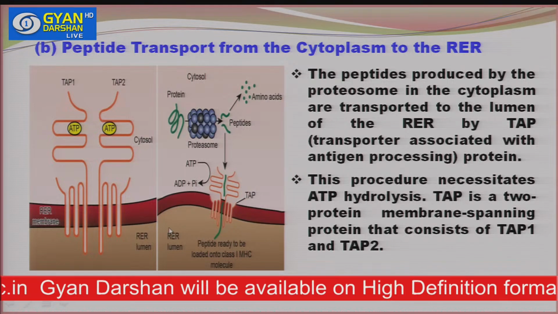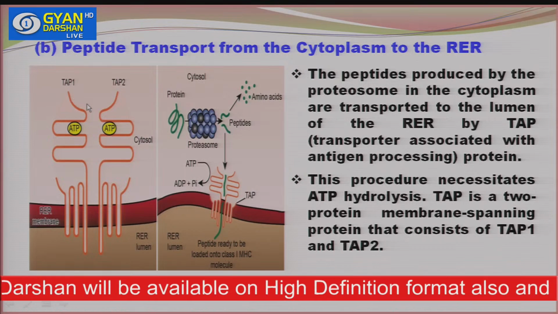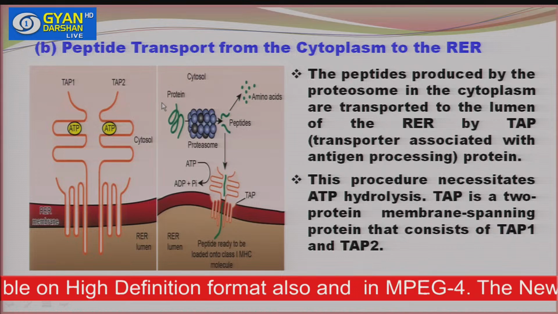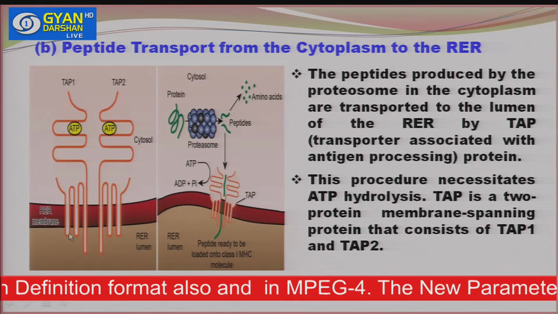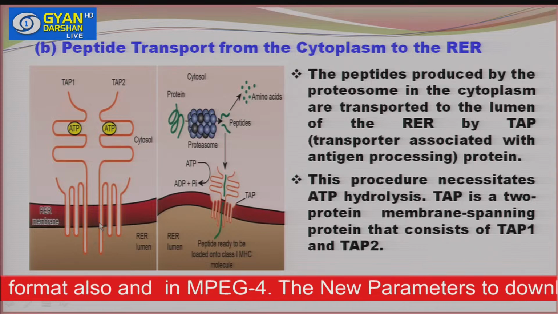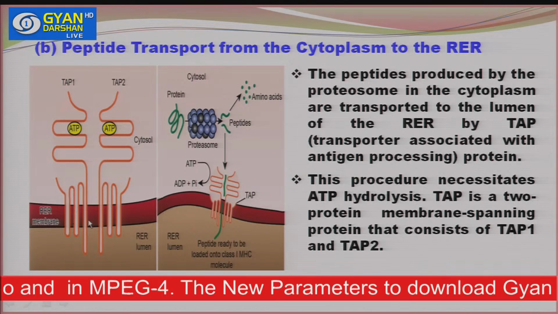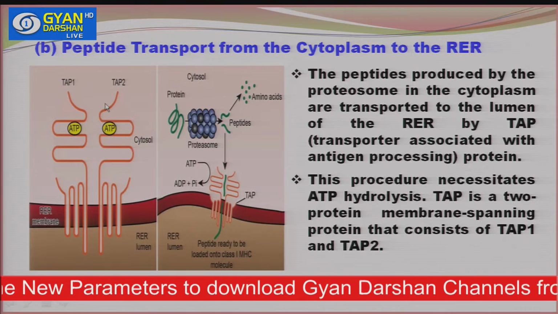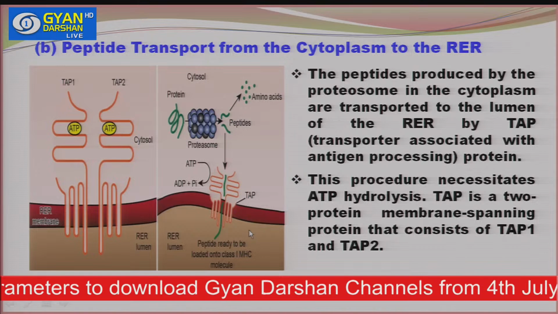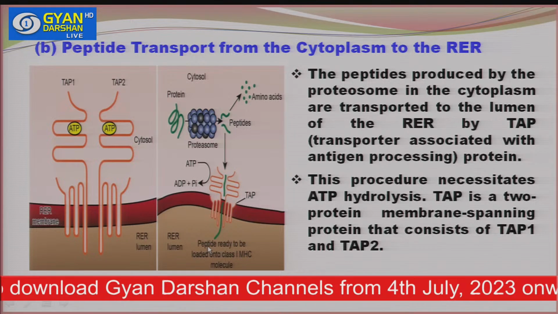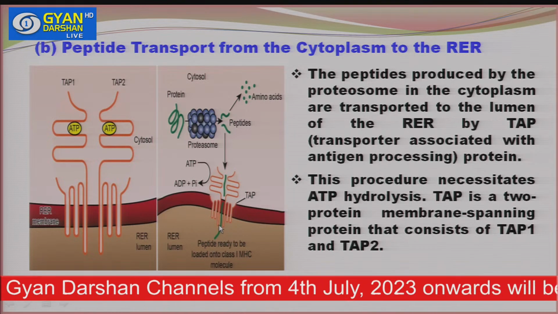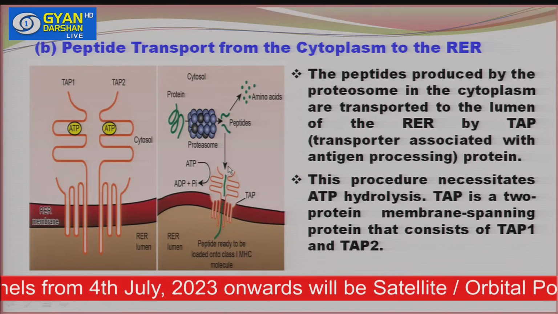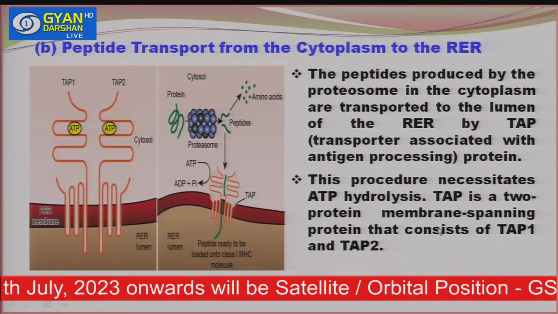TAP is two proteins. You can see the structure of TAP: TAP 1 and TAP 2. Here is the cytosol, and here is the endoplasmic reticulum lumen. So these are very important molecules, the transporter associated with antigen processing. You can see here the peptides pass through into the endoplasmic reticulum lumen.